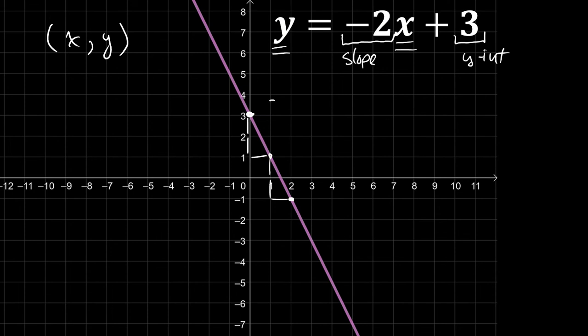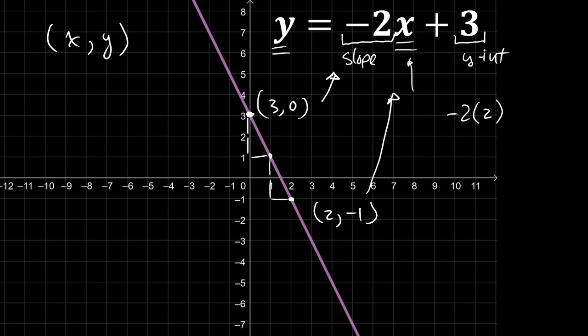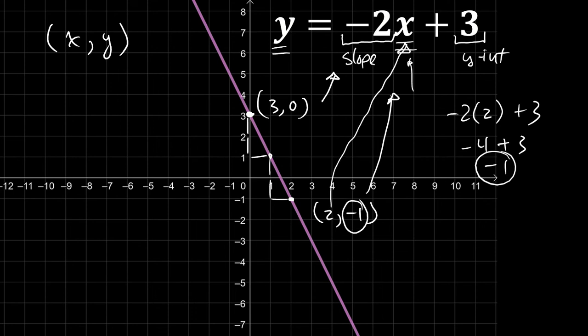So if I look at this, 3 comma 0 is a solution. I could look at this point, 2, negative 1. It is a solution to this equation. That's an ordered pair that will make that statement true. It is indeed true that if I plug in 2 for x, I get negative 2 times 2 plus 3, which is negative 4 plus 3, which is negative 1. So when I plug in 2 for x, it makes this y value become negative 1. So that's an example.